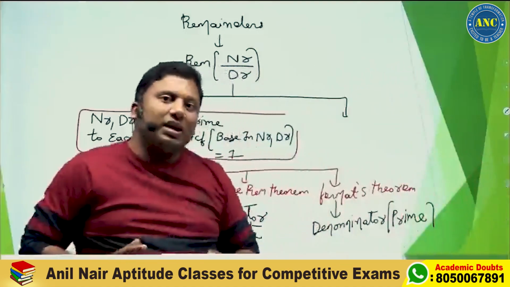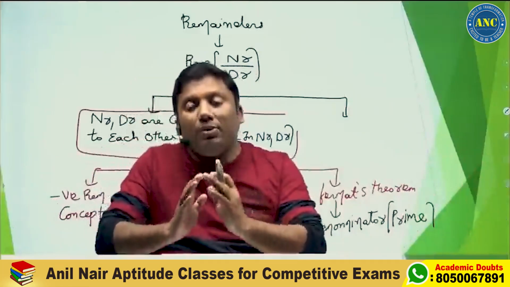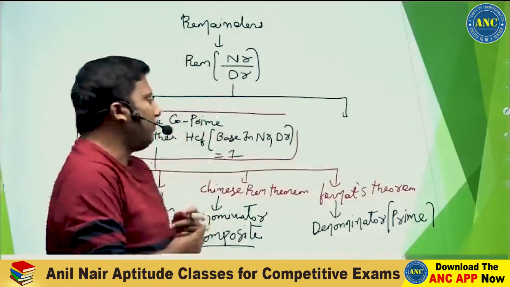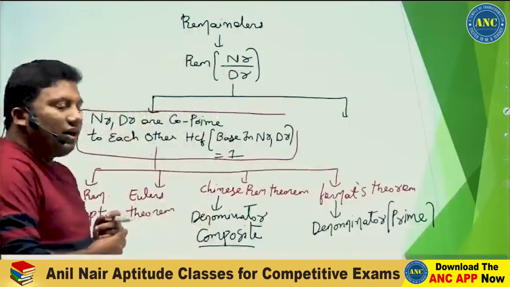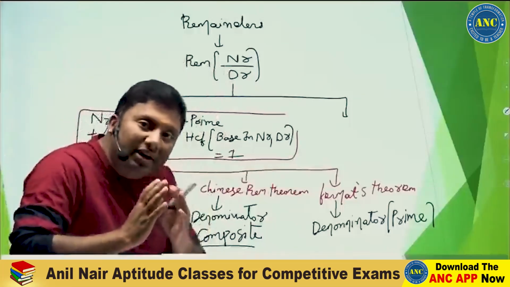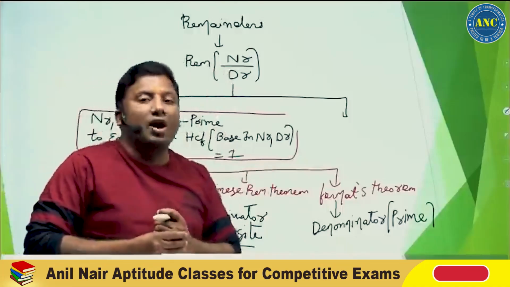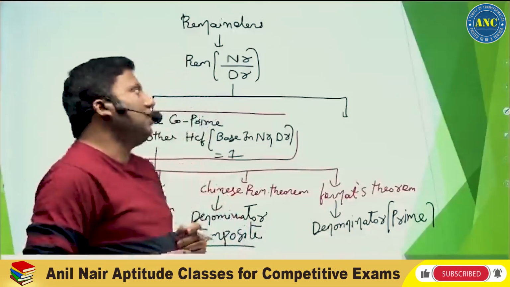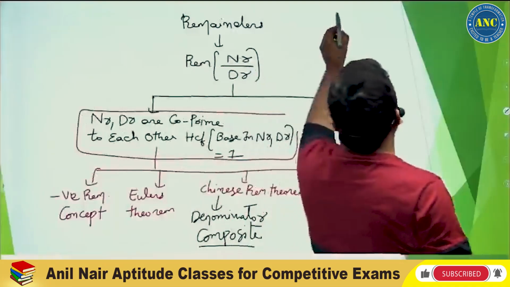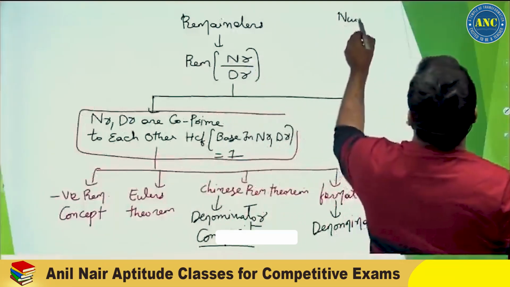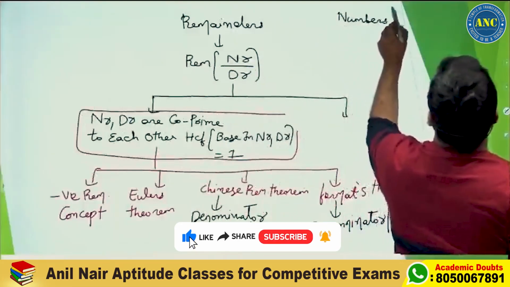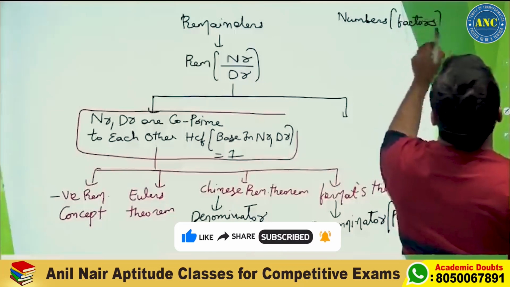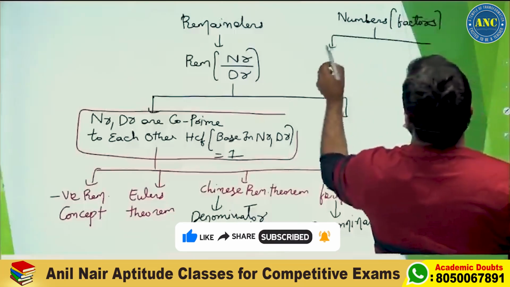A prime number is a number which is only divisible by 1 and itself. Chinese remainder theorem is used when the denominator is a composite number. A composite number is a number which has got more than two factors. There are three kinds of numbers based on factors.